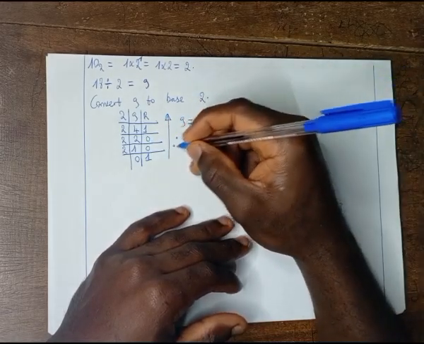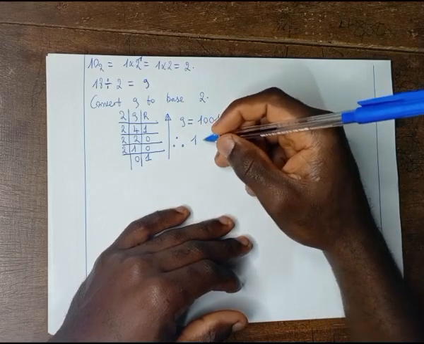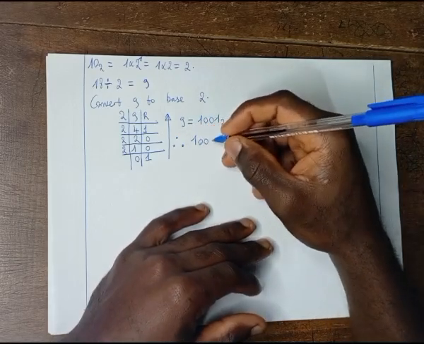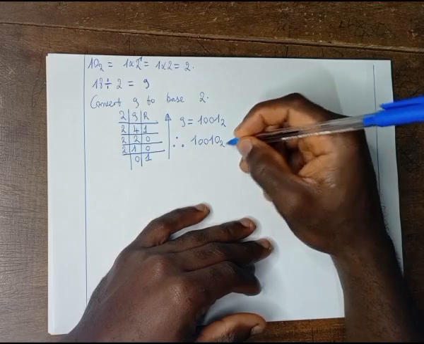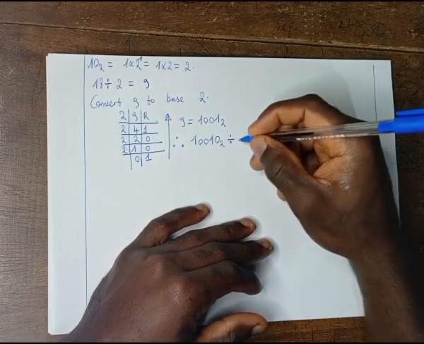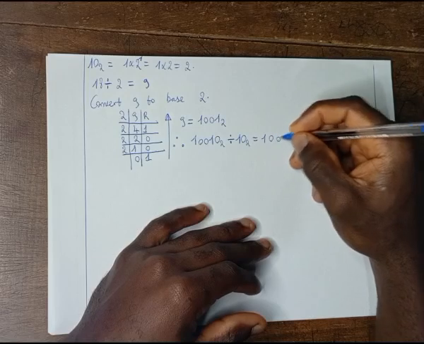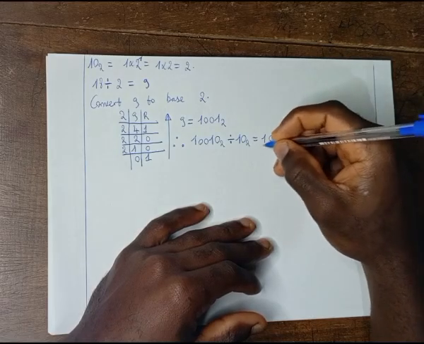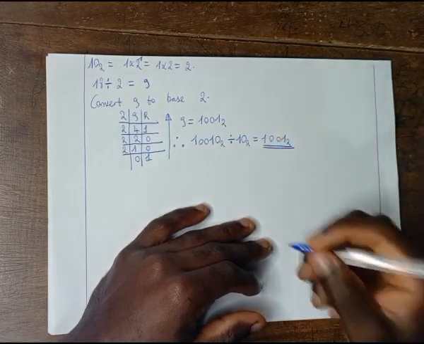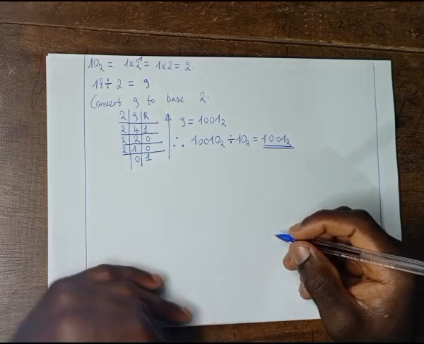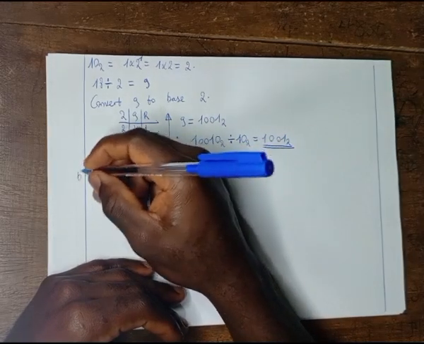We conclude therefore 1, 0, 0, 1, 0 in base 2 divided by 1, 0 in base 2 will simply be equal to 1, 0, 0, 1 base 2. Underline the answer. We are done with the division. We go now to question B.